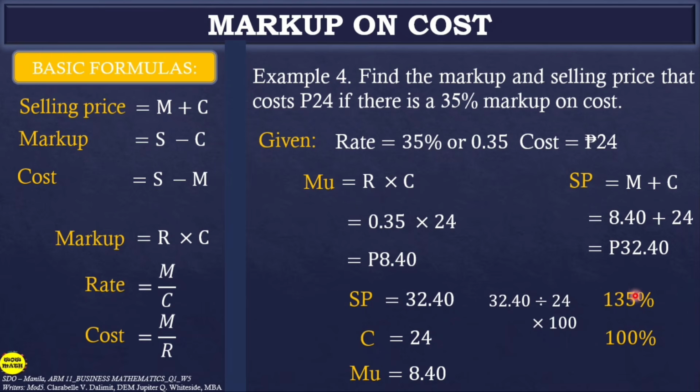So 135%. And then sa markup, okay, to check kung talagang 35%, so i-divide lang natin 8.40 divide 24. So dinivide lang natin yung markup natin dito sa cost natin times 100, and that is 35%. Okay. So kung makikita nyo, kapag based on cost, kung ano yung markup natin, idadagdag mo lang yun. Yun yung percentage ng selling price natin.